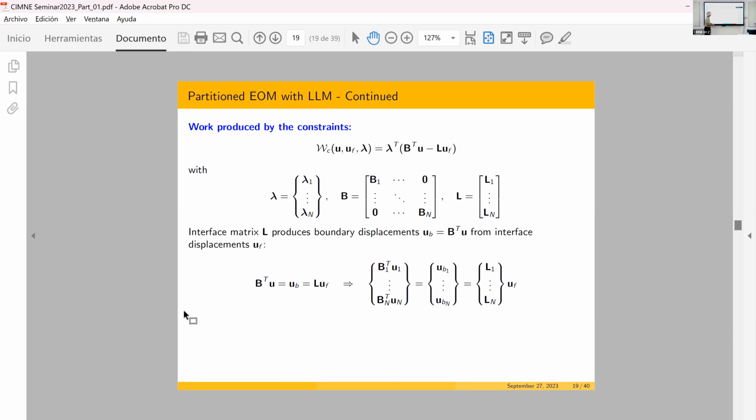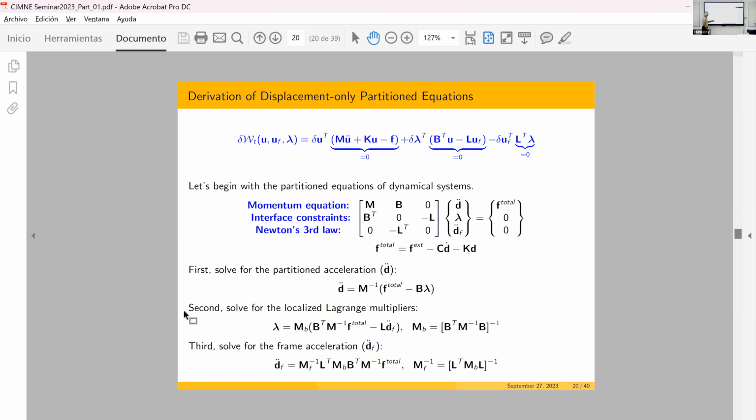So using that, you go through variation and you have du equal to, here, this one is zero, that one zero, that one zero. You have three equations. Power is momentum. Second is the constraint using localized Lagrange multipliers. Third one is the sum of reaction forces that a node has to be zero.